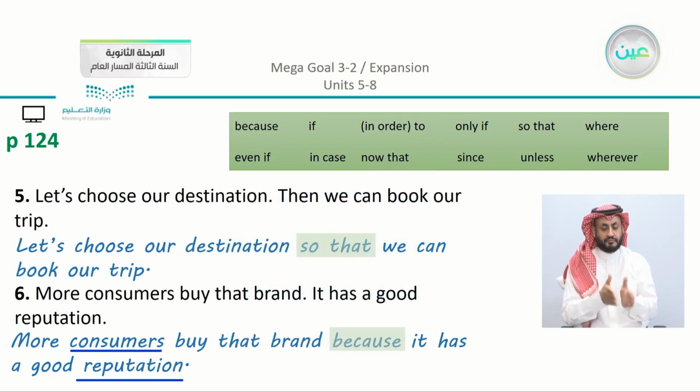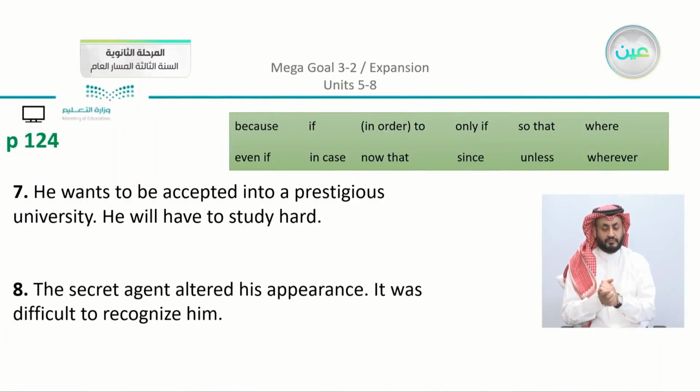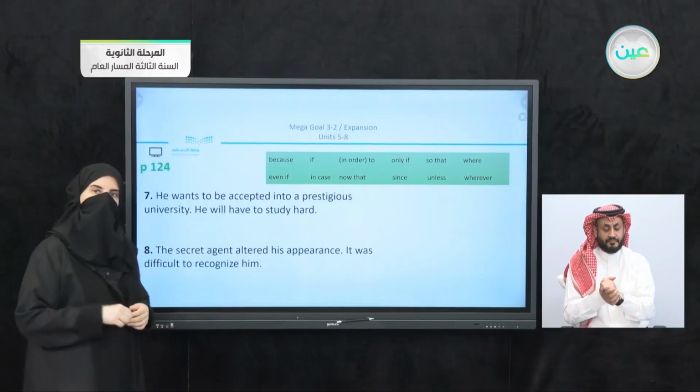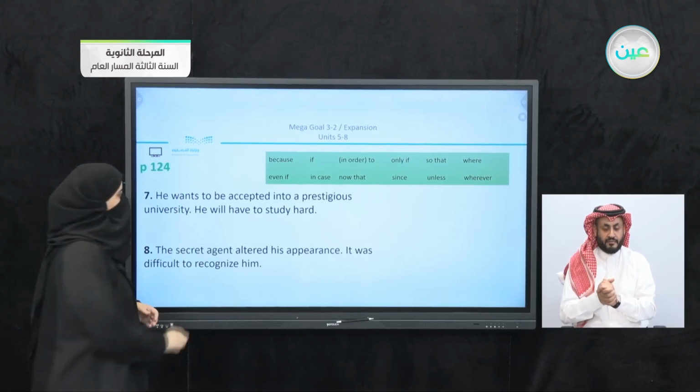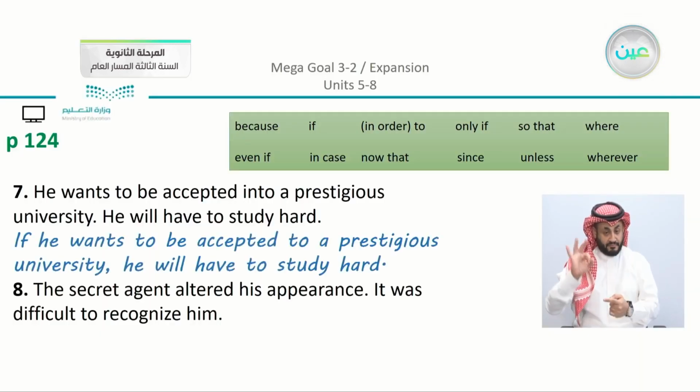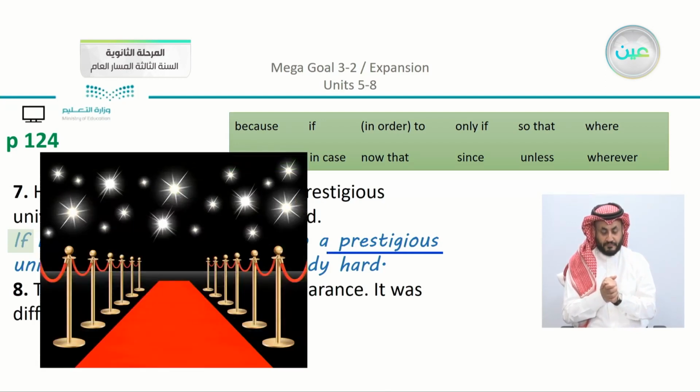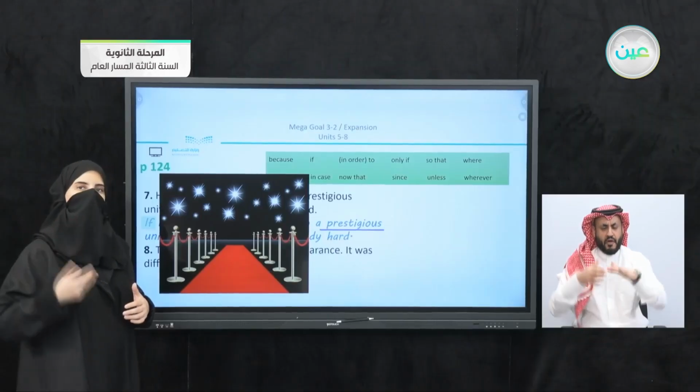Moving on, we have number 7. He wants to be accepted into a prestigious university. He will have to study hard. So we have here, he will have to study hard and he wants to be accepted. So we can add a little bit of condition here. Now we can write our sentence. If he wants to be accepted to a prestigious university, comma, he will have to study hard. And also, if you can recall now, we have the word prestigious that we said is something that is high quality or high class.